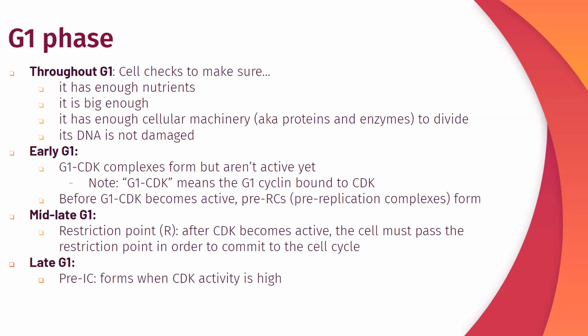During mid to late G1 is the restriction point, that's after CDK becomes active, and then the cell must pass such a restriction point in order to commit to the cell cycle. It either commits to it and goes through with whatever it has, or it goes into apoptosis if it deems that it is not going to make it. Or it can also go onto a replicative state, but if it stalls for too long for whatever reason, doesn't have enough nutrients, doesn't have enough resources, then it eventually also undergoes apoptosis. And then in late G1, pre-IC forms when CDK activity is high.